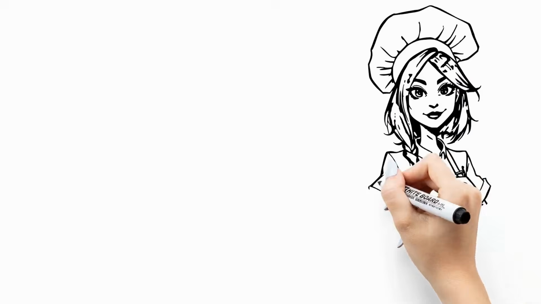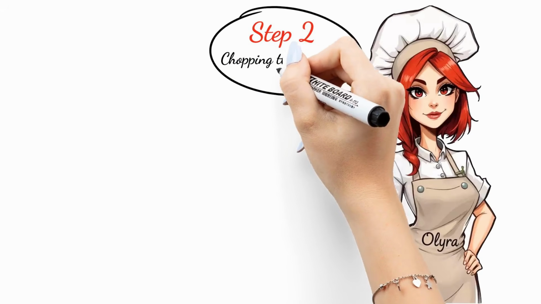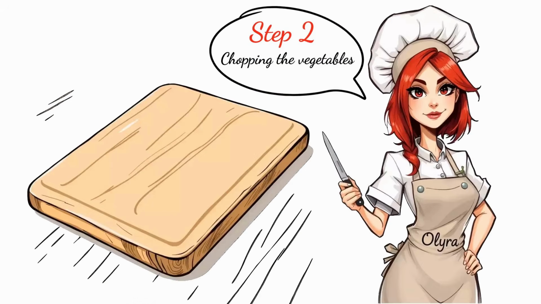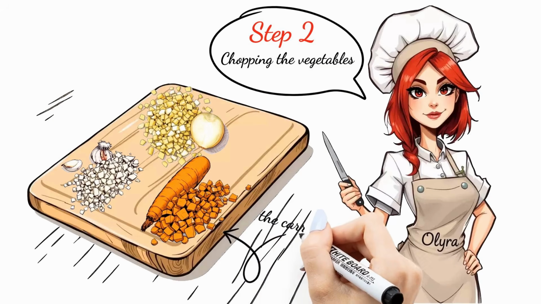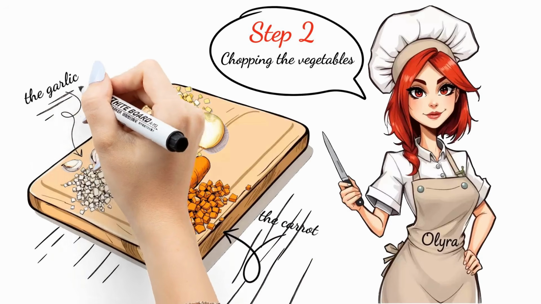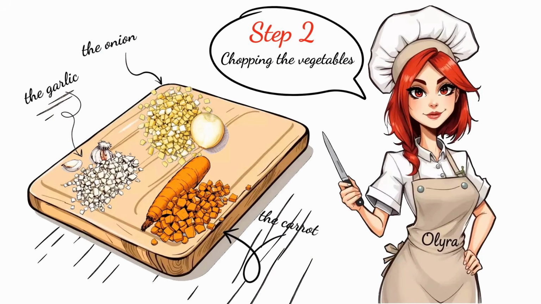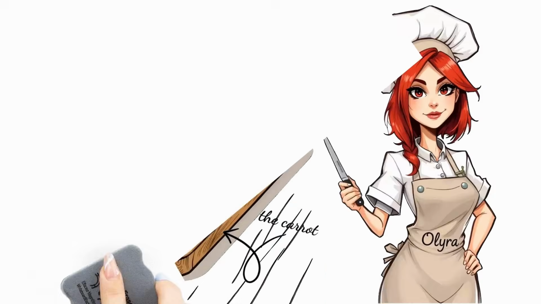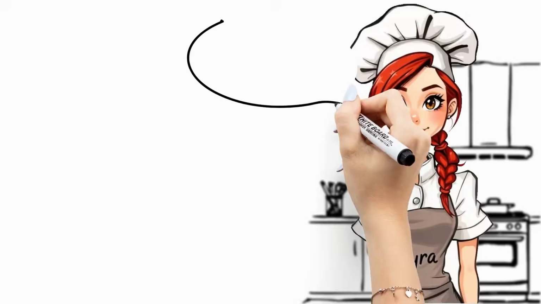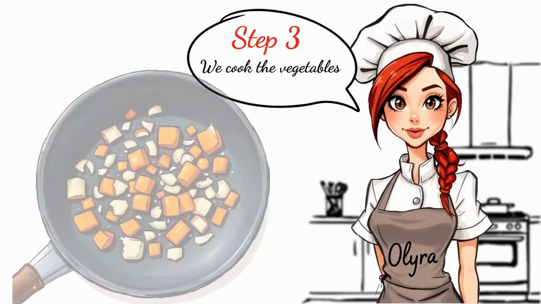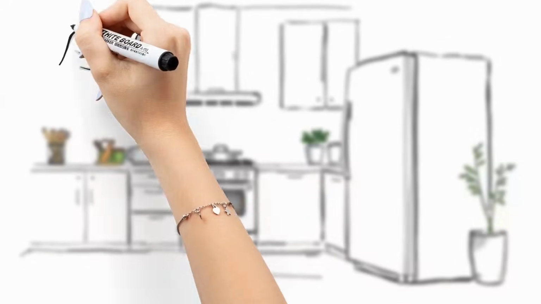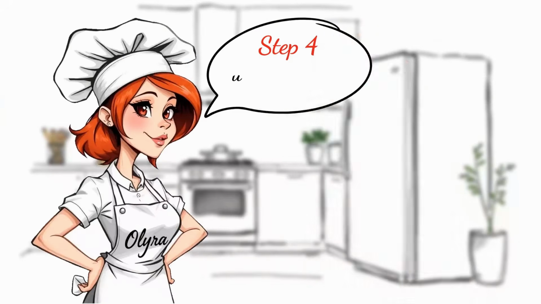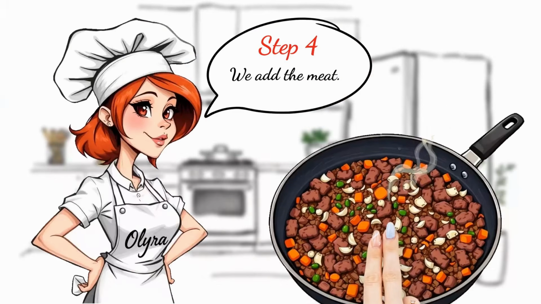The second step is to finely chop the onion, garlic, and carrot. These ingredients are essential for building a flavorful base for our bolognese sauce, and they will infuse the dish with a rich, aromatic taste that enhances every bite. Step 3. Sauté the onion, garlic, and carrot together to start building the flavor. Step 4. Add the ground meat over the vegetables and let everything cook gently together.